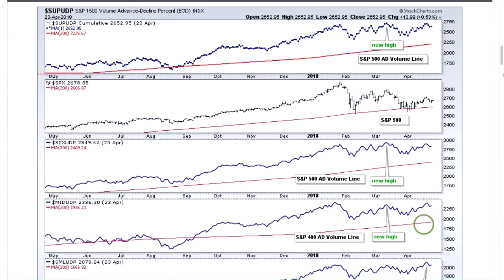And we can see that when we look here. This is the S&P 1500 AD volume line. Okay, it hit new highs, so it's doing okay. But here we have the S&P 500 AD volume line, and it did not hit a new high. And that tells you that there is some weakness in the up volume relative to down volume. And I do prefer to use this AD volume line as opposed to exchange volume.